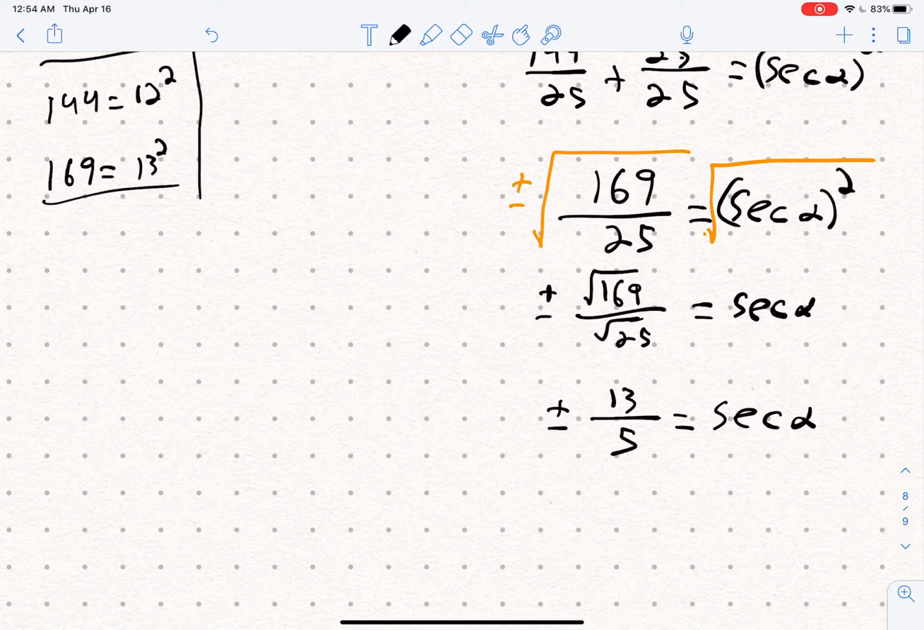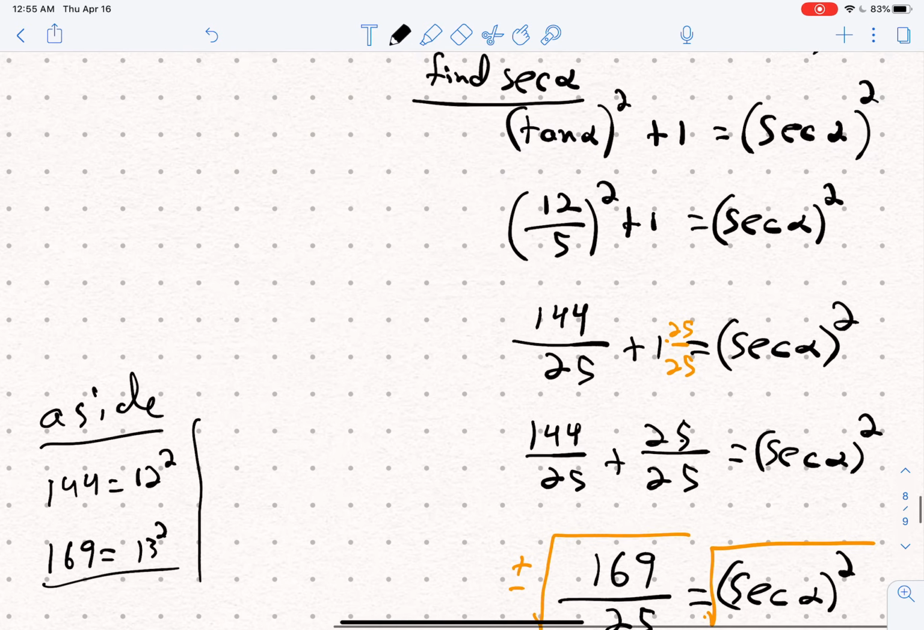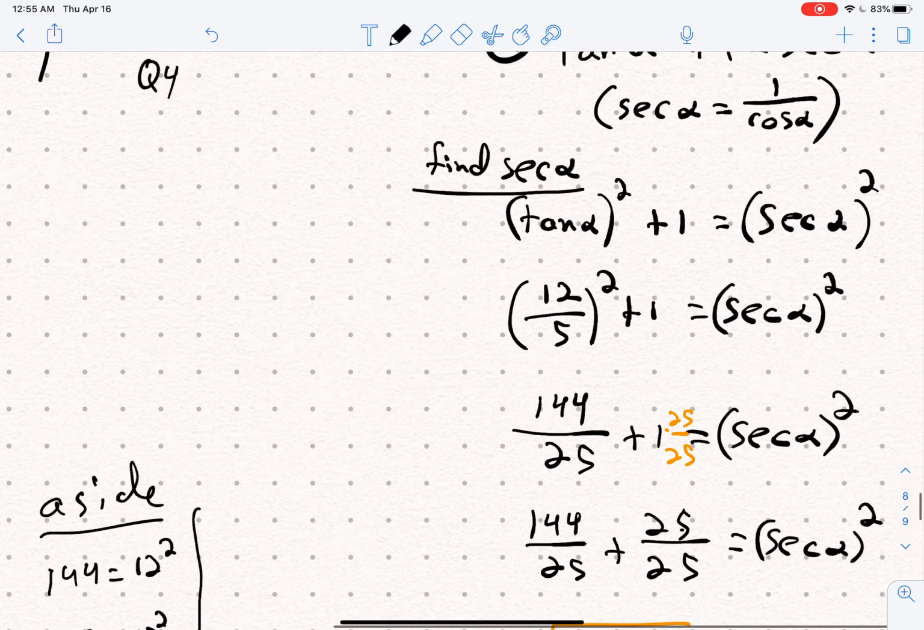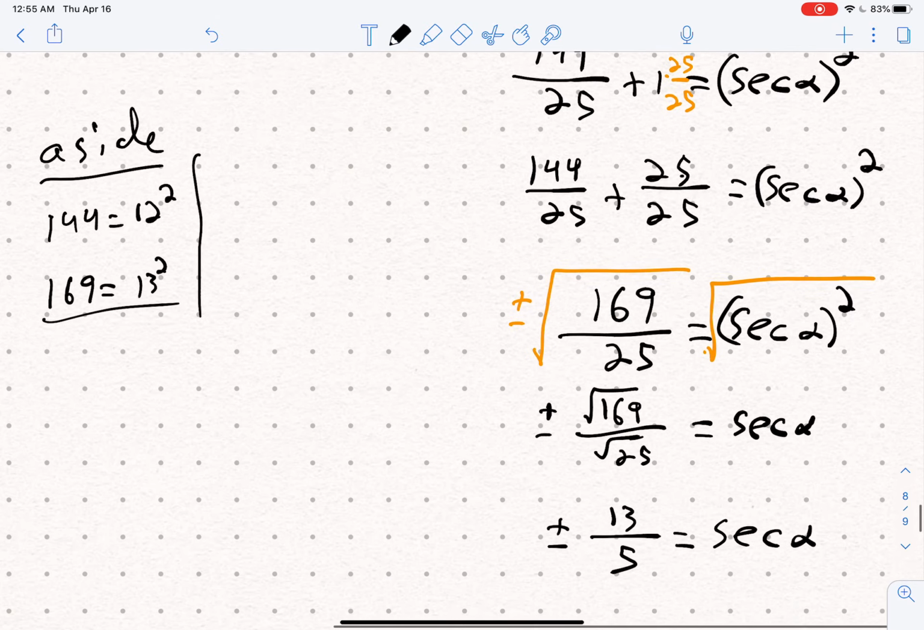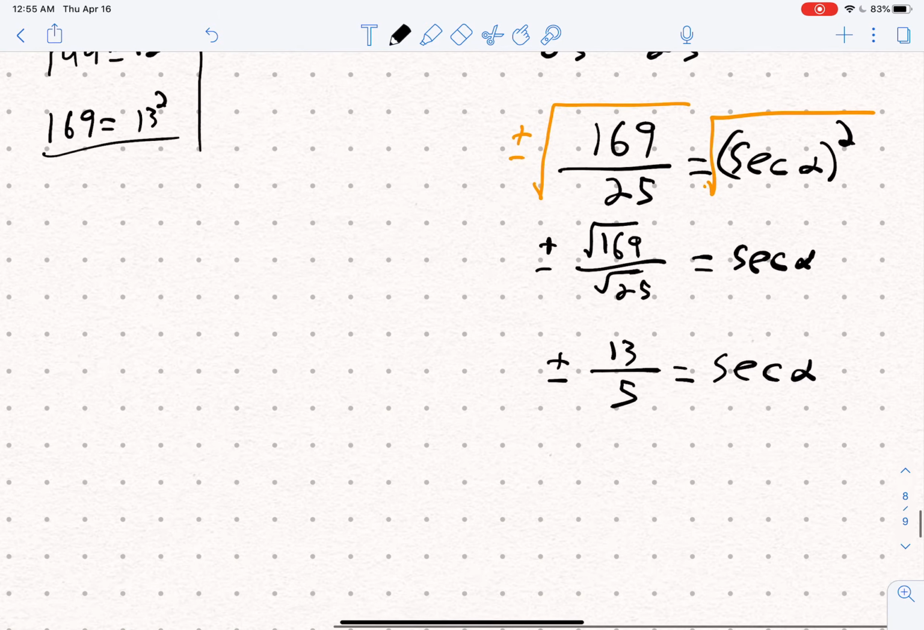Now, we still have to decide if it's plus or minus, but I'm just going to do one more thing, which is I'm going to remember that secant is equal to 1 over cosine. And so this thing right here, the 13 over 5, is 1 over cosine. I'm just going to replace that secant alpha with 1 over cosine alpha. And that's 13 over 5.